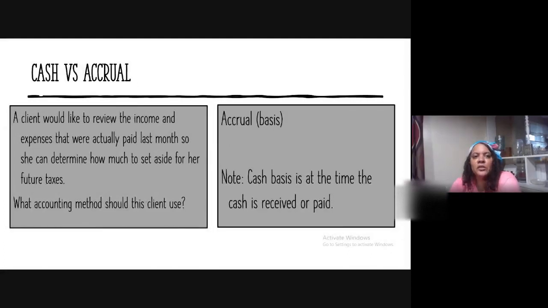So cash basis versus accrual basis. A client would like to review the income and expenses that were actually paid last month so she can determine how much to set aside for her future taxes. Which accounting method should this client use? The answer is accrual, the accrual basis accounting method. Now I have a note here just in case you do come across a question about cash basis. So the cash basis accounting method is the time the cash is received or paid for. So it's like real-time accounting.